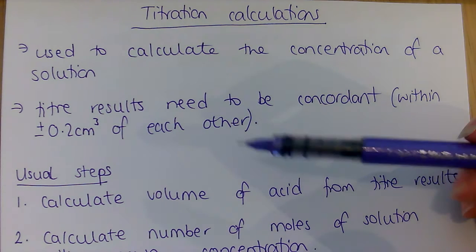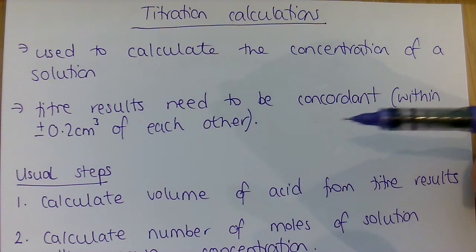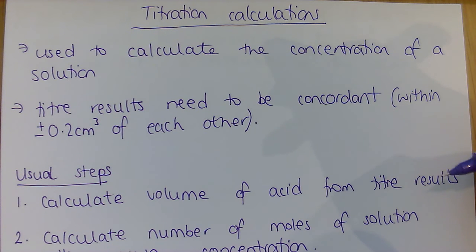The important thing to remember is that those titre results need to be concordant with one another, and that means within plus or minus 0.2 centimetres cubed. Quite often they'll chuck a random one in there that's outside of that range, just to try and trip you up. So don't forget, you need to make sure that they're all similar values, there's no anomalies. If there is an anomaly, ignore it.